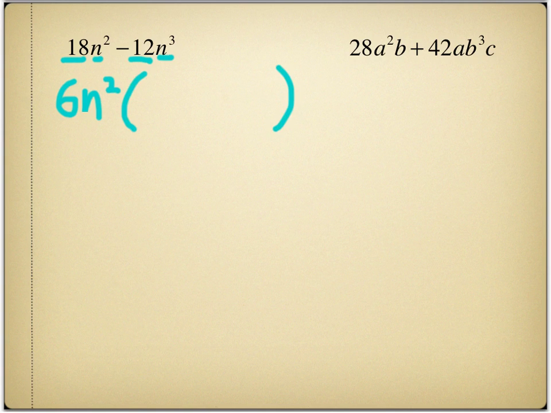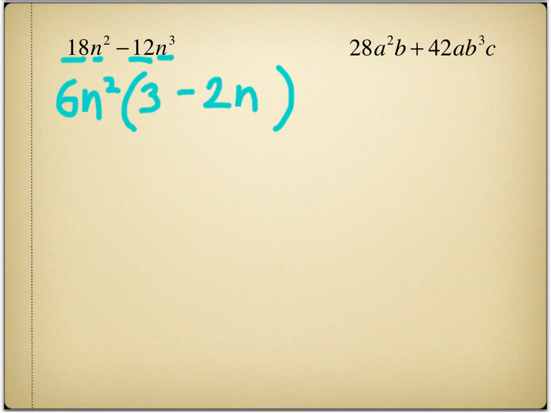I pull that out and then I use my distributive property to figure out what goes in the parentheses. To get to 18 it has to be 6 times 3. Notice I already have an n squared, so I don't need that again. And then I put my minus sign because that's what's in the original problem. 6 times 2 is 12, and I need one more n here because n squared times n has to get me that n to the third power. So there's the factored form of that second one.